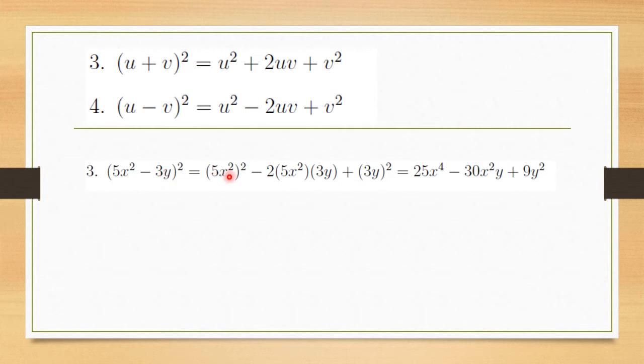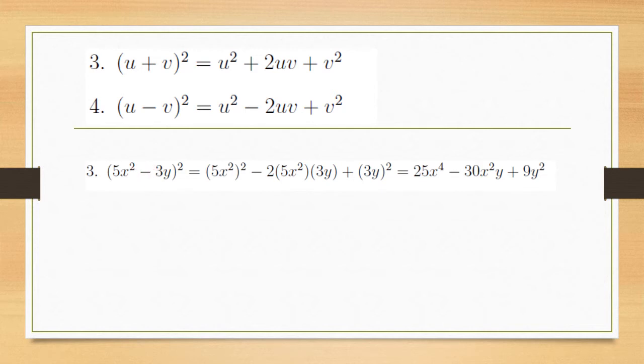So you get u squared, or 5x squared quantity squared, minus 2 times the product of u and v. So 2 times the product of 5x squared and 3y, plus the square of v. This time your v is 3y. So the square of this. Take note, middle term should be a minus because you have a minus in your binomial.